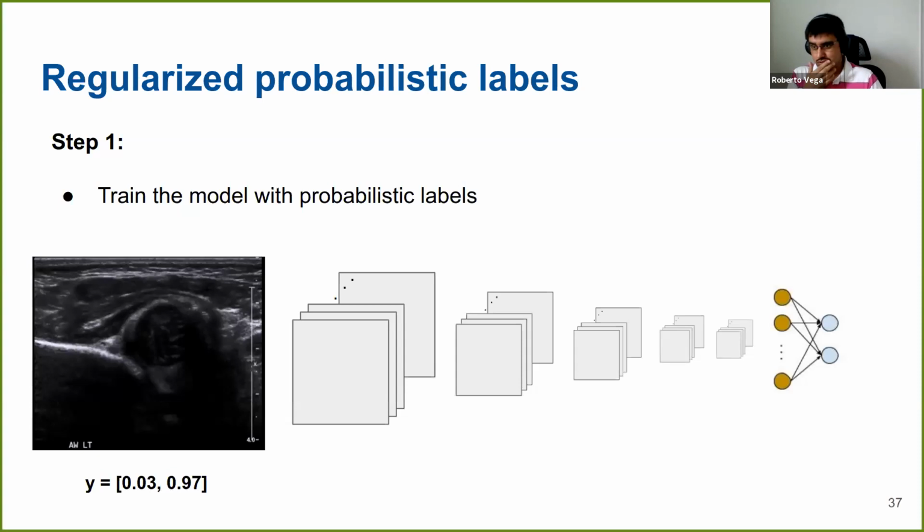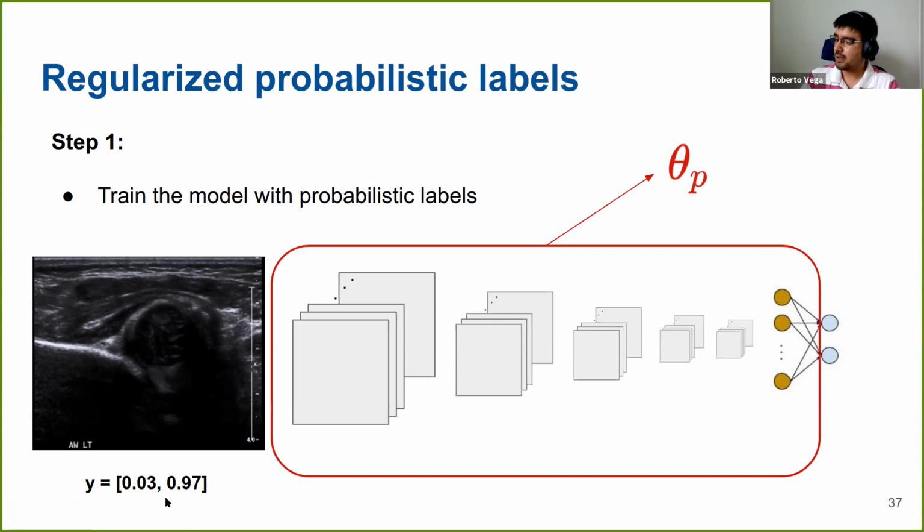So then we came up with a solution that we called the regularized probabilistic labels. And then we apply this in 2 steps. Step number 1 is just do what I just told you. Train the model with the probabilistic labels. Use the method that you prefer to extract these probabilities, and then train this network end-to-end, having as an input the image and using this probability as a target, and learn the weights. And then call these weights that you learned theta of P because it was learned with probabilistic labels. And save these weights somewhere in your computer.